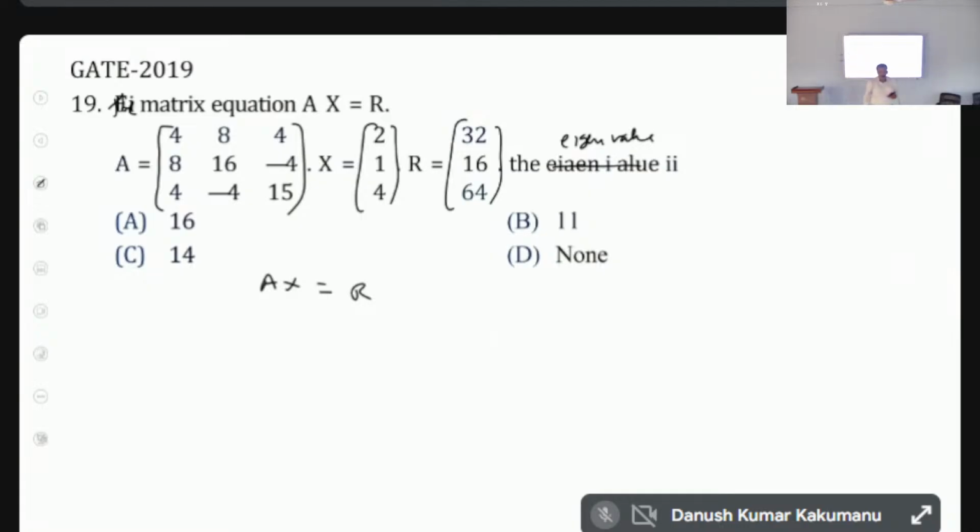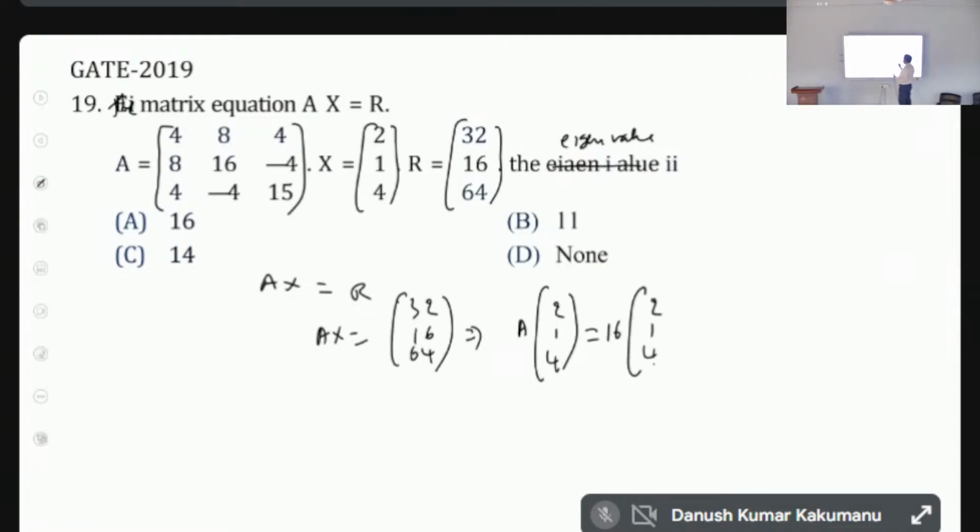Ax is equal to R, which is 32, 16, 64. We can bring this Ax into R, and R means lambda x. What term can we bring outside as common? 16 is the common factor, 16 into 2, 1, 4. Then it is in the form of Ax is equal to lambda x. How much is the lambda value? 16 is the answer.